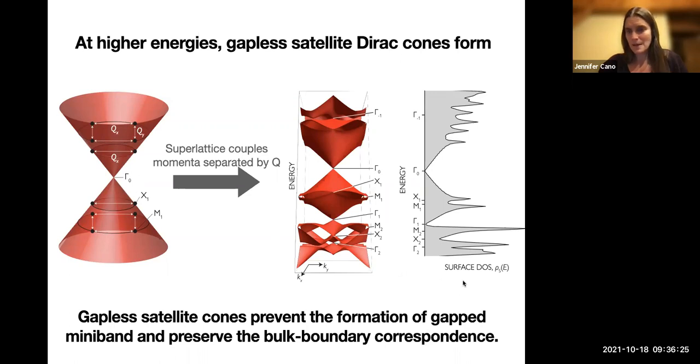And I also want to say, if we look at the density of states of the Dirac cone with a potential, then you can see these satellite cones in the density of states. So this is the original Dirac cone, and you see this nice linear dispersion, but all these other cones correspond to these dips in density of states.